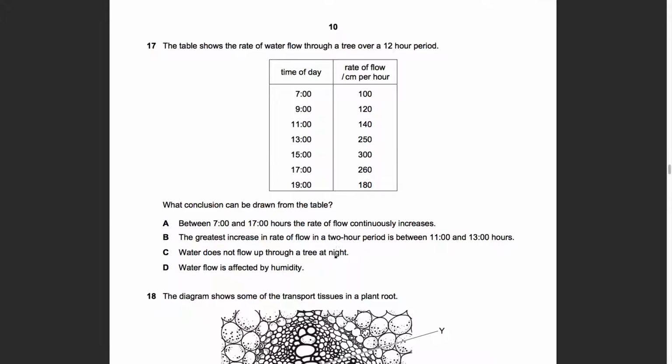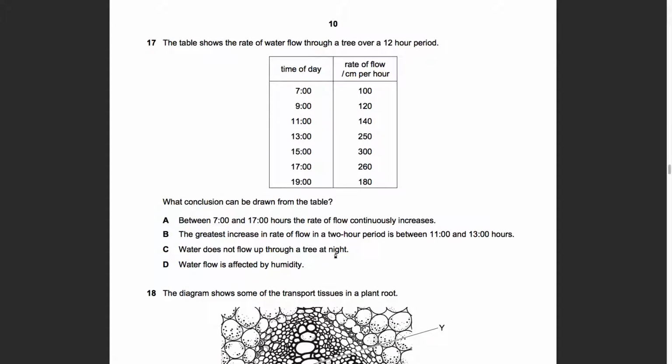Okay, right, 17. The table shows the rate of water flow through a tree over a 12-hour period. We've got another data question, this time a table. So from 7 in the morning through till 7 o'clock at night, hence 12 hours. What conclusions can be drawn from the table? So what can that data actually tell us? Between 7 o'clock and 5 o'clock, or 1700 hours, the rate of flow continuously increases.